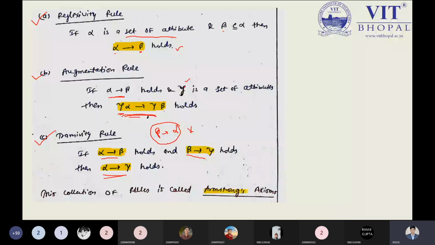I hope some of the students remember this concept, Armstrong axioms. I hope you have been studying all these points. This is a point we have to keep in mind. Yes, it is clear to all right now.